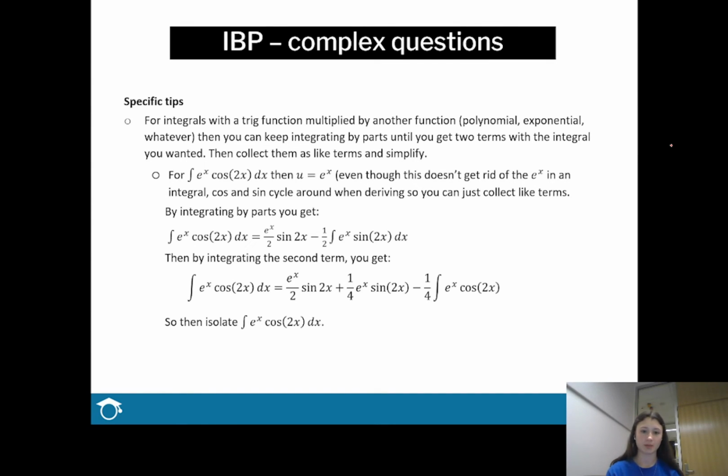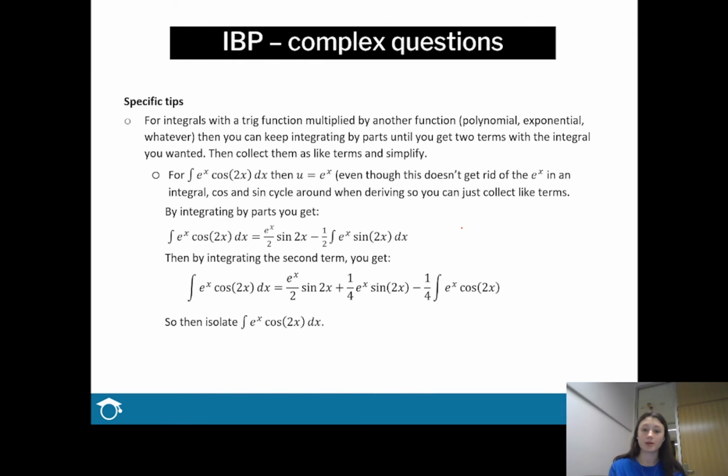So in this example below, we're trying to find the integral of e to the x cos 2x. At first you might look at it and go, well, the e to the x is no point, because regardless of if I derive or integrate that, you're still going to get e to the x. It doesn't really help. Cos 2x, you're just going to alternate between sine and cos and sine and cos again, so it seems kind of pointless. But what you need to do in these situations is let u equal e to the x, because cos and sine are going to cycle around, so you can just collect like terms.